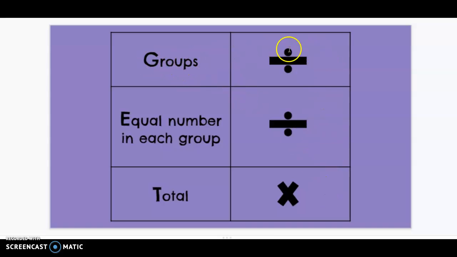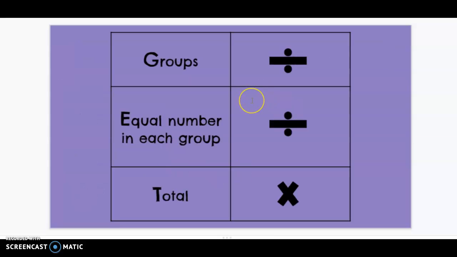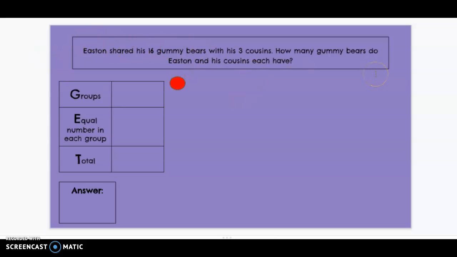If you have your number of groups and you have the equal number in each group, then that means you're missing your total and you're going to be multiplying. If you have your total and equal number in each group, you don't have your groups, so then that means that you would be dividing. And so we're going to see what that looks like a little bit more right here, okay? So I'm going to leave this here for you so you can come back to it, and then I'm going to model this problem for you guys.